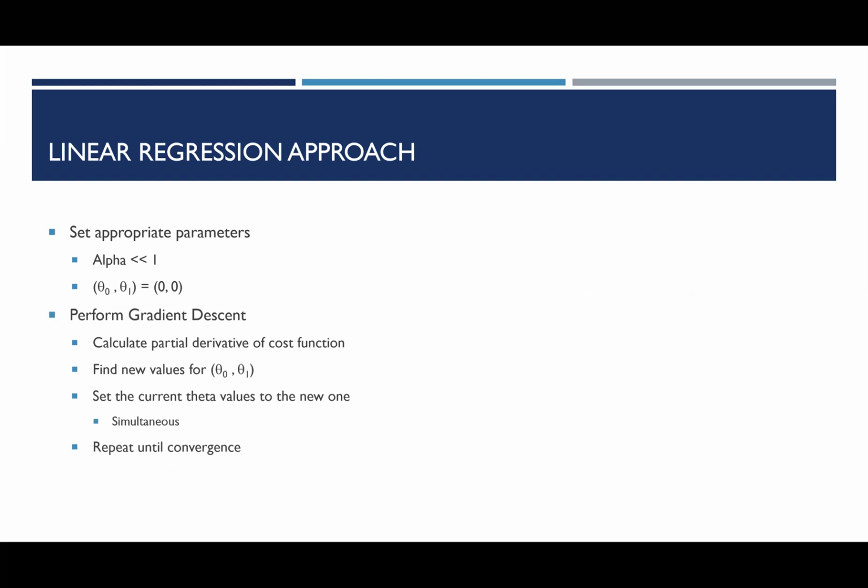Then you want to perform gradient descent by calculating the partial derivative of the cost function, find the new values for theta 0 and theta 1, and set the current theta values to the new ones. This change has to be simultaneous. You can't do it one after the other. Then repeat until convergence. Finally, you get your hypothesis function, and you can use it to predict new values. That's basically the linear regression approach.